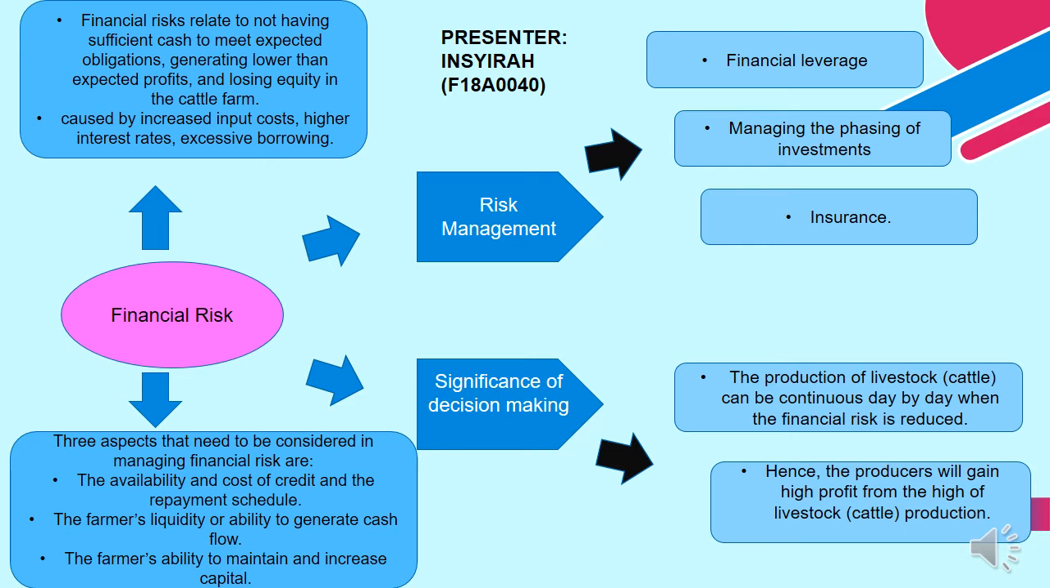Next is managing the phasing of investment. This refers to decisions made by cattle farmers about the timing of the purchase of assets. Rather than buying all the necessary equipment at one time, the cattle farmer may spread the purchases out over time. In this way, the cattle farmer can limit debt and at the same time build equity. Lastly is insurance. Insurance is an agreement that is designed to provide protection in the form of compensation against the consequences of significant risk. If the unfavorable event occurs, the insurer pays out compensation in terms of the insurance agreement.